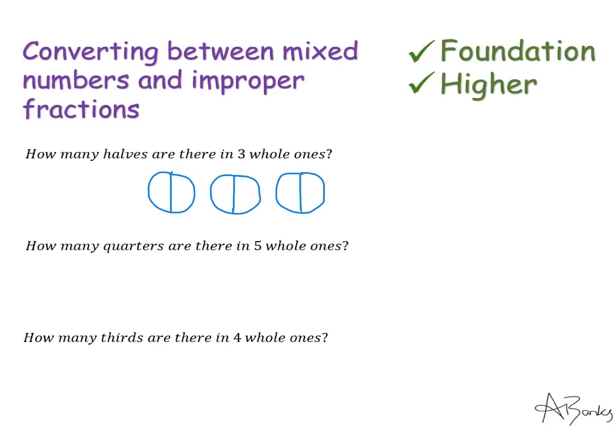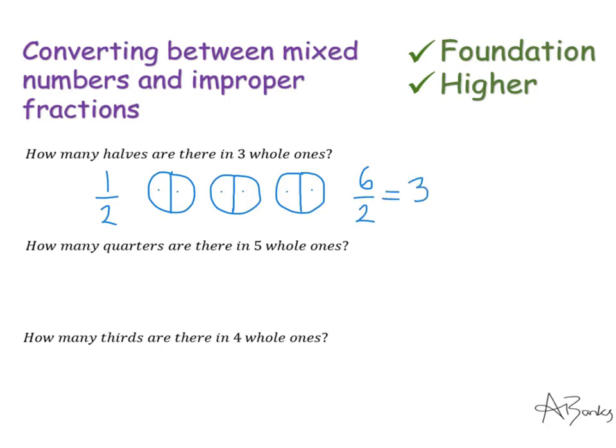It's not a dead accurate diagram, but you get the idea. So how many halves have I got all together? I've got 1, 2, 3, 4, 5, 6. So each one of these pieces is a half, and 6 halves is the same as 3 whole ones.